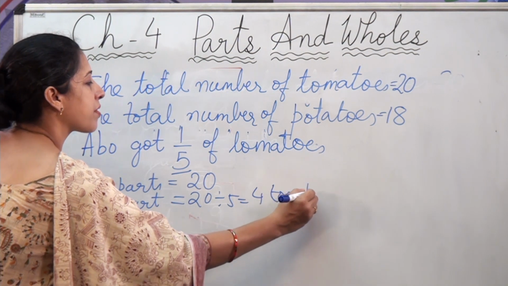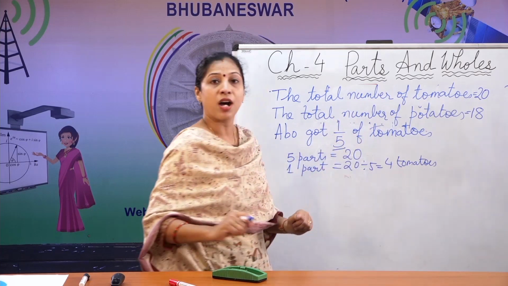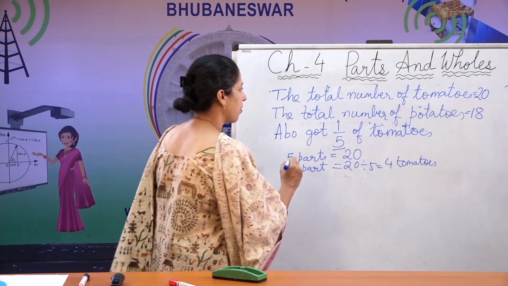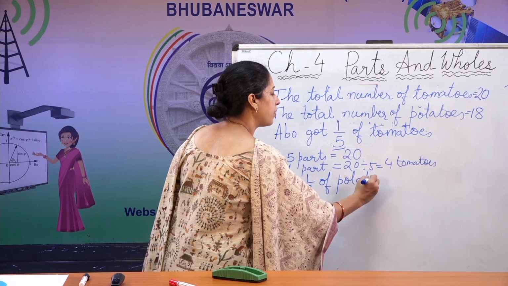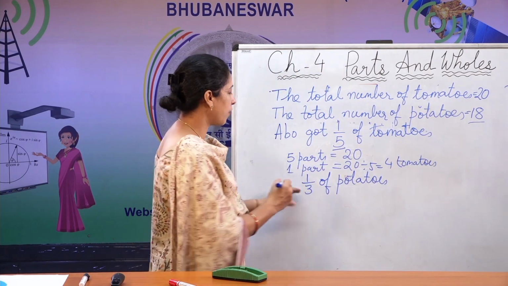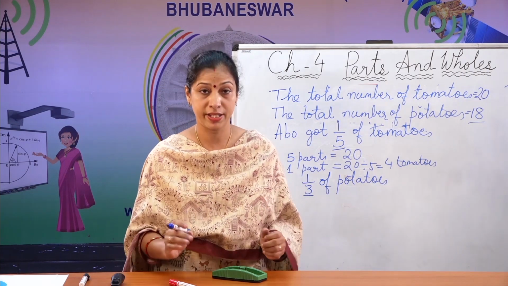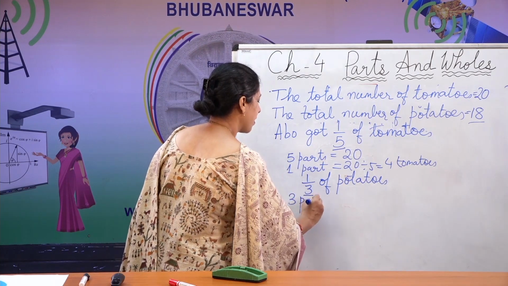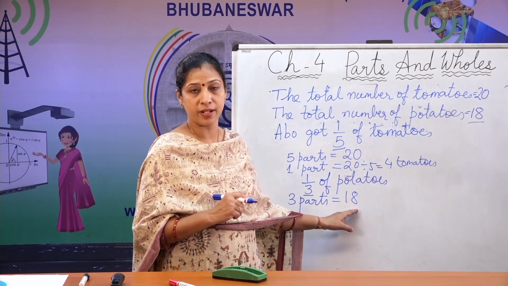4 tomatoes. Now let's see how many potatoes Abu is going to get. Abu is going to get 1/3 of the potatoes. So let's find out 1/3 of the potatoes. How many total potatoes are there? There are 18 potatoes. That means the total parts are 3 parts. So we have to find out, if 3 parts are 18, what is the value of 1 part? So 3 parts is equal to 18, because we are calculating the total number of potatoes.